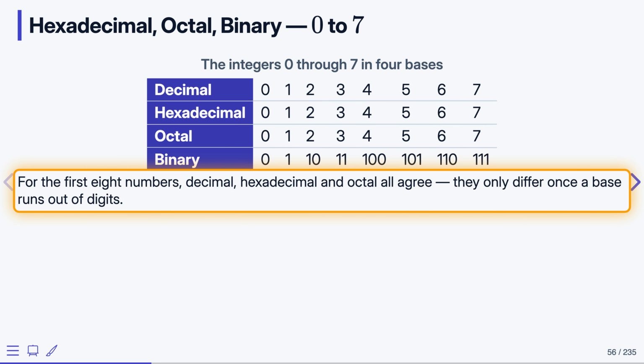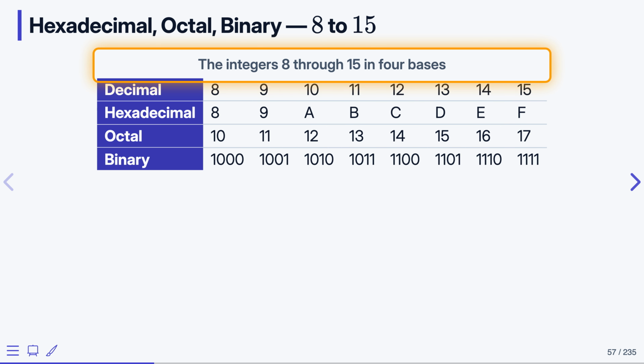So for the first 8 numbers, decimal, hexadecimal, and octal all agree. Nothing has run out yet. They only differ once a base runs out of digits. Now the second half, 8 through 15. Here the bases part company.